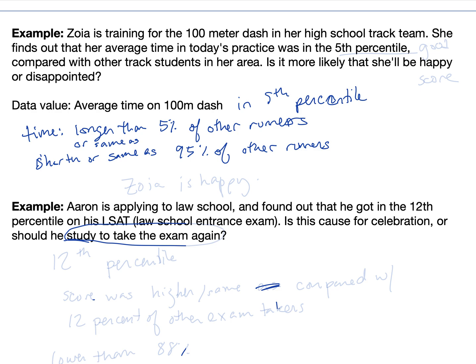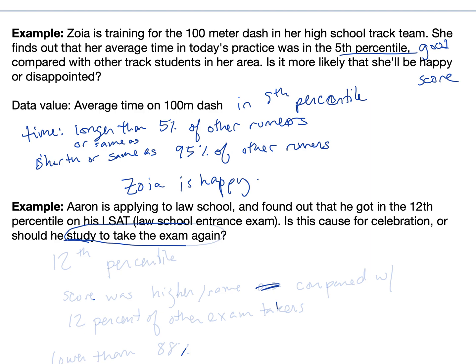So whether Zoya's happy or disappointed might depend on how good she is normally. But for me, if I was faster than 95% of other people and a little slower than 5% of other people, I would be very happy. I would be really impressed with myself, because that's just not how things are right now for me. So I would think that Zoya should be happy. I would think that this is a good score for most people, because it's running more quickly than 95% of others.